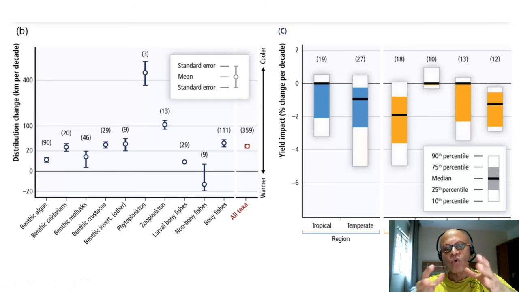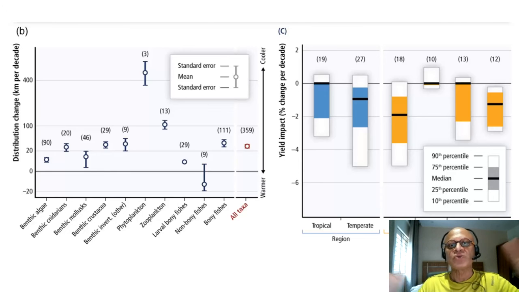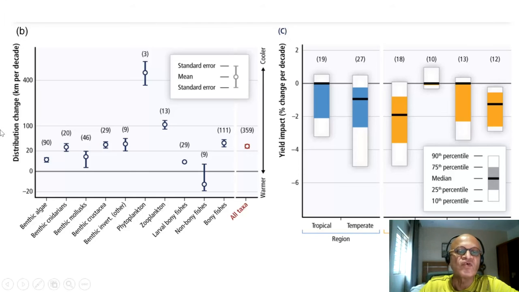Looking at a little bit more here, distribution change in kilometers per decade. So as you warm the system, you expect change in species distributions, like butterflies moving to higher latitudes, or ecosystems climbing up to higher altitudes, and so on and so forth. And the numbers here are various indicators of the number of studies that have been found. So the range of things here: benthic algae, benthic cnidarians, benthic mollusks, crustaceans, invertebrates, phytoplankton, zooplankton, bony fish, non-bony fish, and so on. This is altogether all taxa.